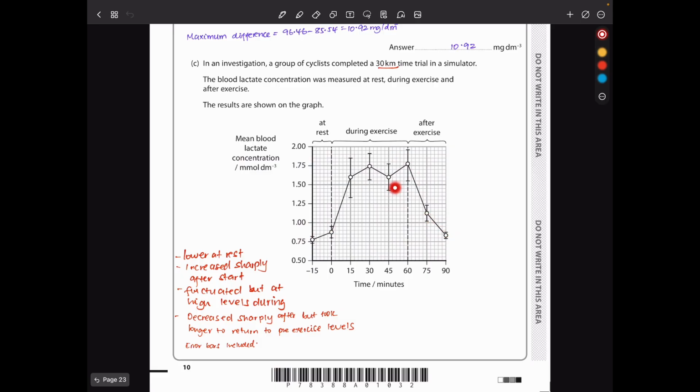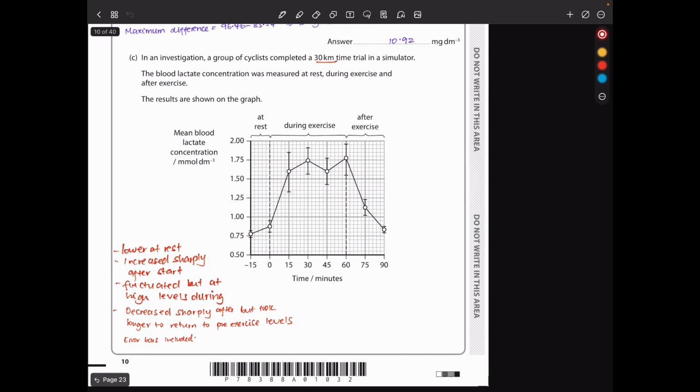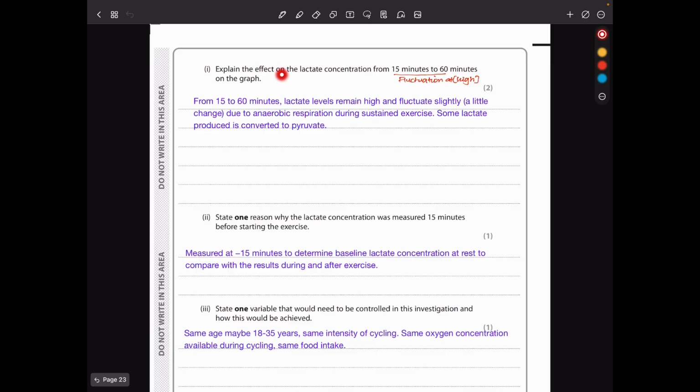Error bars have been included. There is overlap here, at this part and that part, so the results at these points are not significantly different, and the results at these levels are not that different. So they say explain the effect on the lactate concentration from 15 minutes to 60 minutes on the graph.